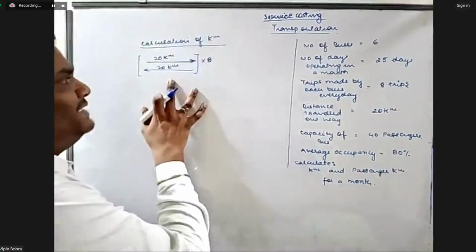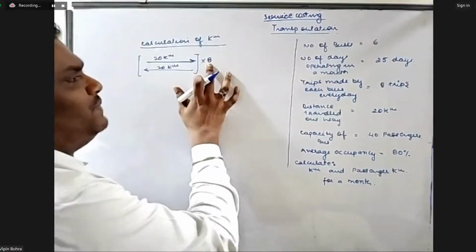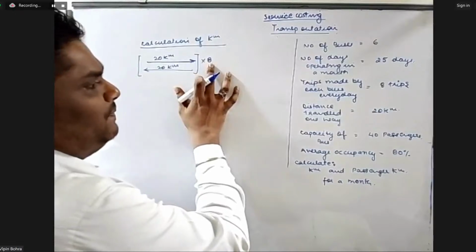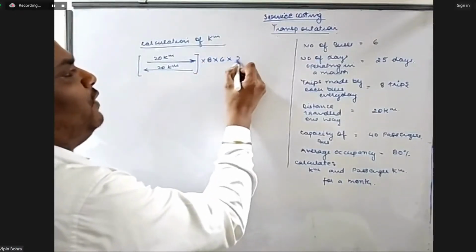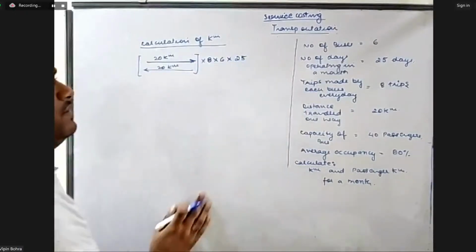One trip is of 40 kilometers, and each bus makes 8 trips in a day. Total number of buses are 6 and they run for 25 days in a month.